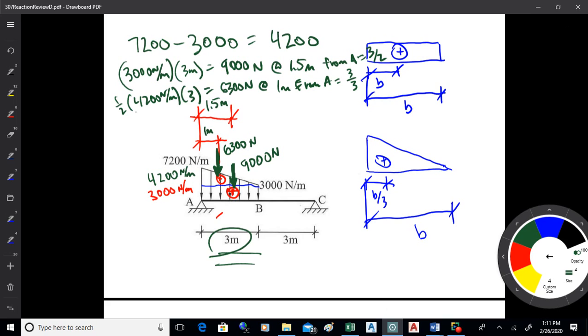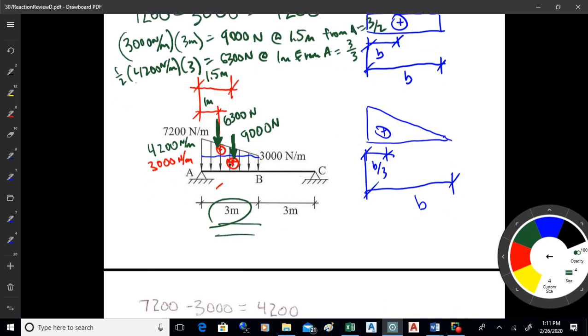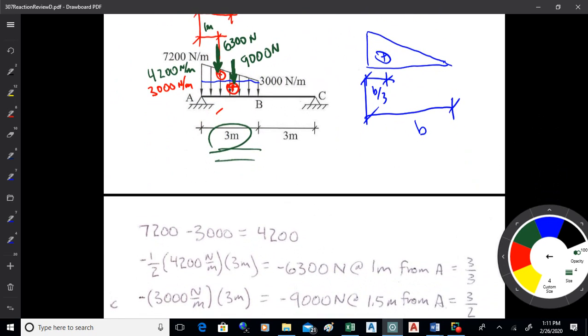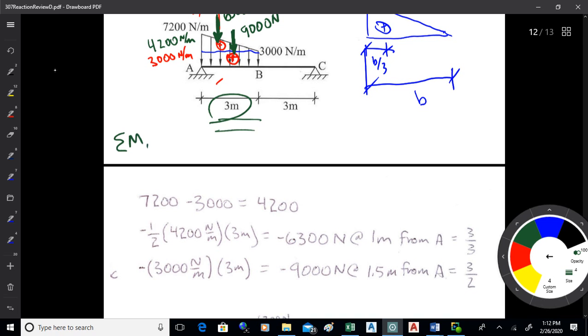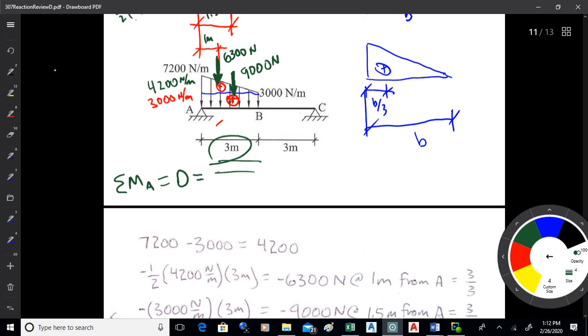Okay, then you take a moment about A, and now you've got forces and distances, so you can do that. Okay, so just do a moment about A to run the reactions there. So sum of moments about A is 0, and then just get those two forces in there with their moment arms, and then you've got the reaction there at C. So that's how you would approach that, I think.